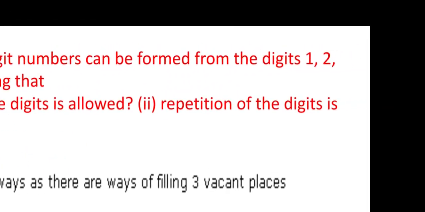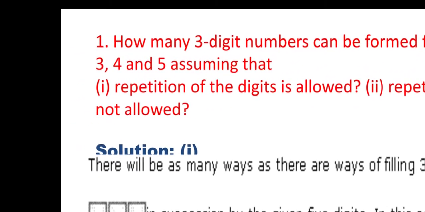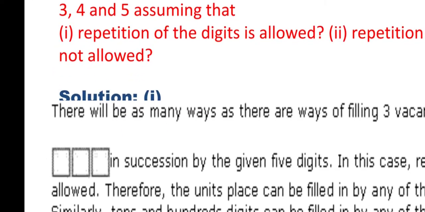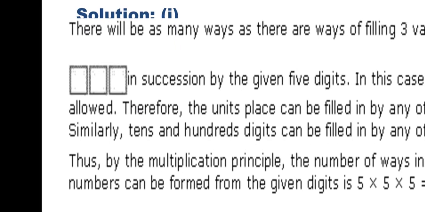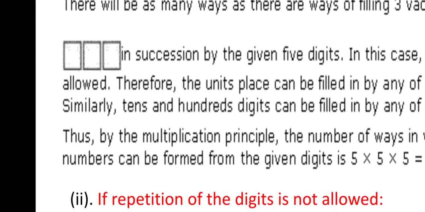There are 5 numbers, 1, 2, 3, 4, 5, and we have to form a 3-digit number. So suppose these are the positions of the 3-digit number. There are 3 boxes. Out of 1, 2, 3, 4, 5, the first position, the 100th place, can be filled by any one of these 5 numbers. So 1 to 5, there are 5 numbers, so 5.